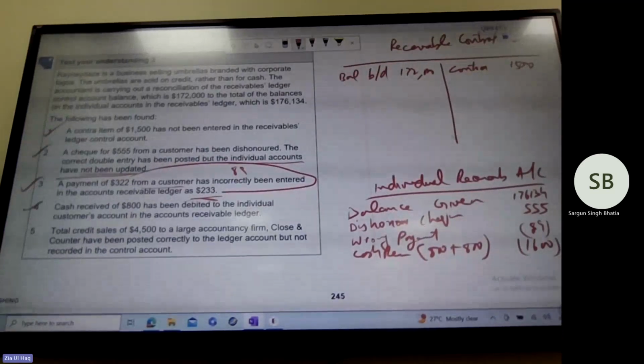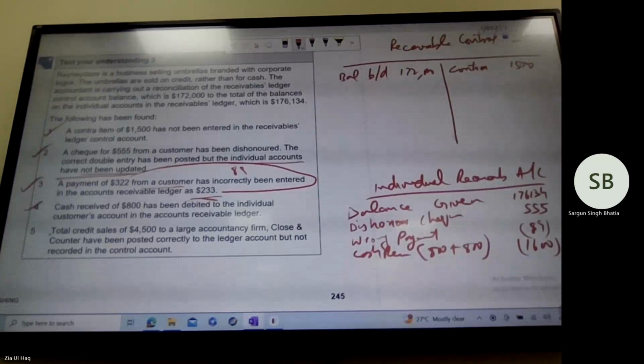Okay, next number 5. Total credit sale of 4,500 to a large accountancy firm, relating to the control account. It has been posted correctly to the ledger account but not recorded in the control account. What is that? Credit sale. What is the entry of sale? Receivable debit, sale credit. Reversal for a credit sale means sale return debit and receivable credit.